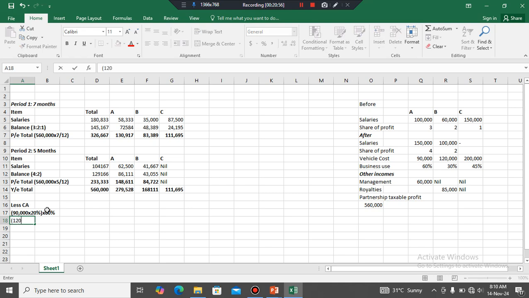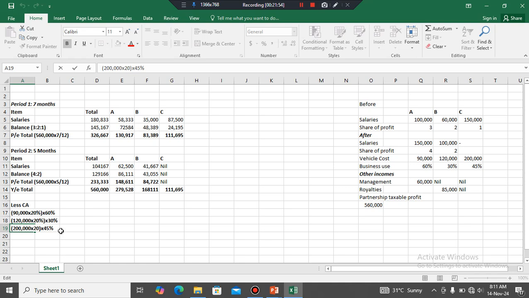So we've got 120,000 multiplied by 20%, multiply this by 30%, and then you've got 200,000 multiplied by 20%, and then times 45%. So now let's find the amounts that we need.